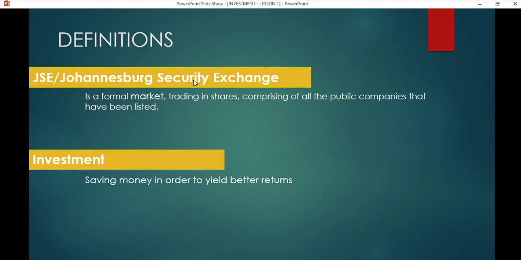So a definition: the JSE is the Johannesburg Stock or Securities Exchange. This is a formal market for trading in shares, and it comprises all the public companies that have been listed.